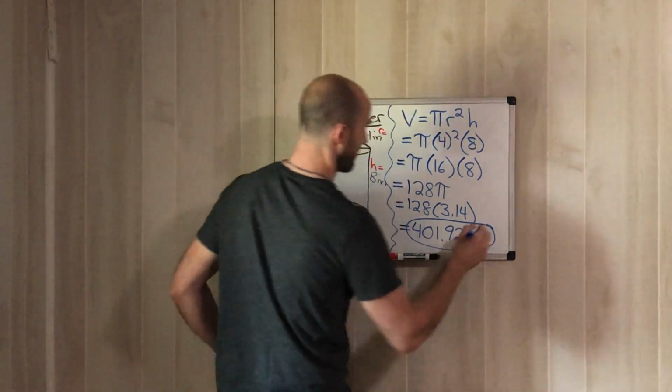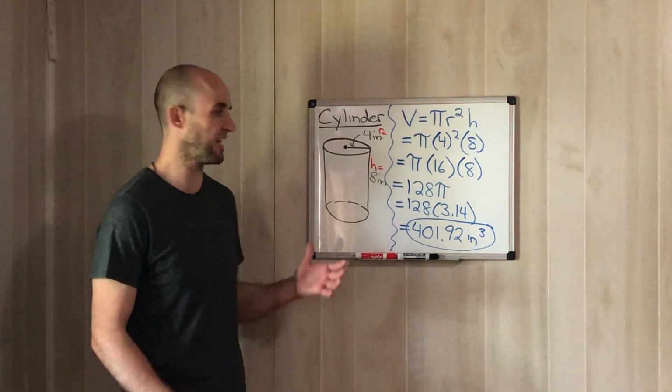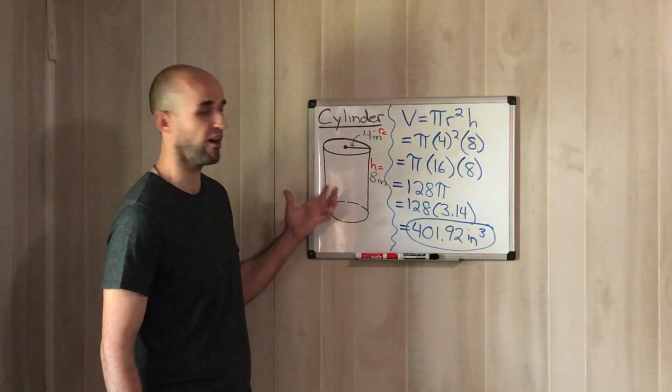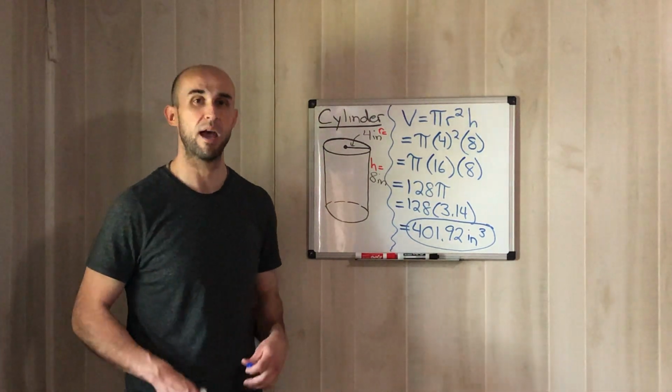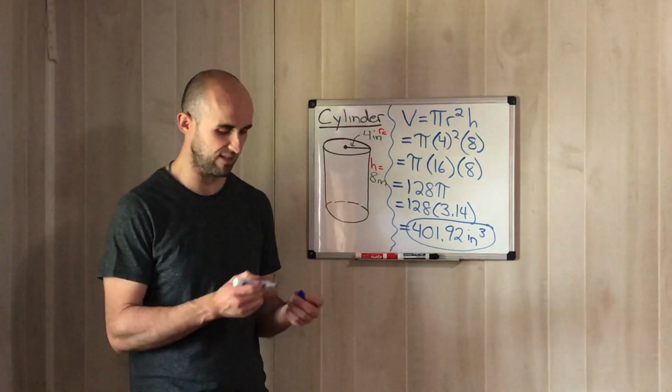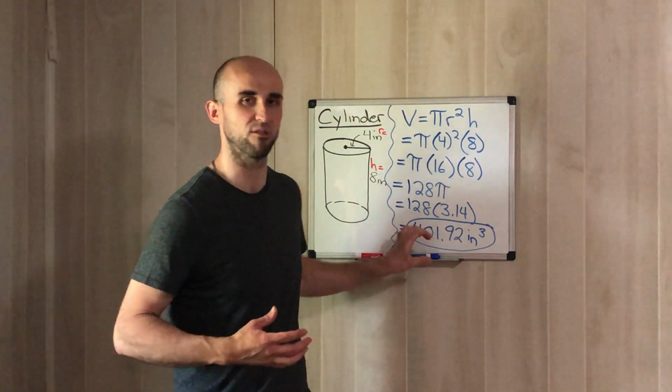So if you're talking about the volume of this cylinder, how much soup, let's say, this can hold, because it's on the inside. If you're talking about how much volume this cylinder can hold, it would hold 401.92. And we're talking about soup again, because it goes on the inside. Volume is always how much is on the inside. Surface area is always how much is on the outside.